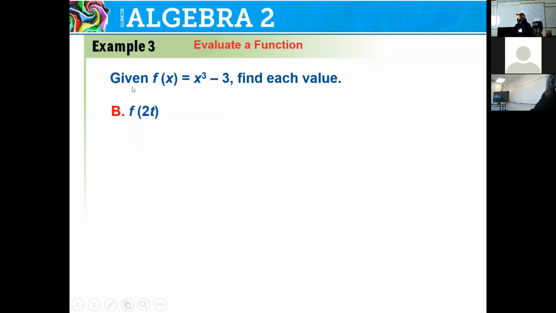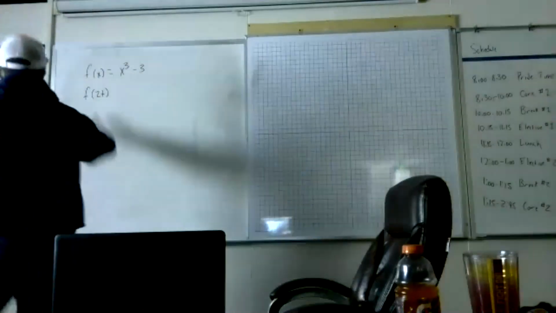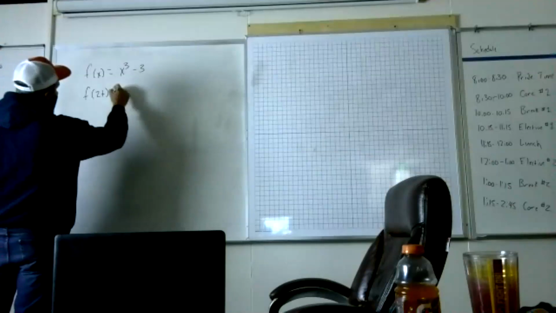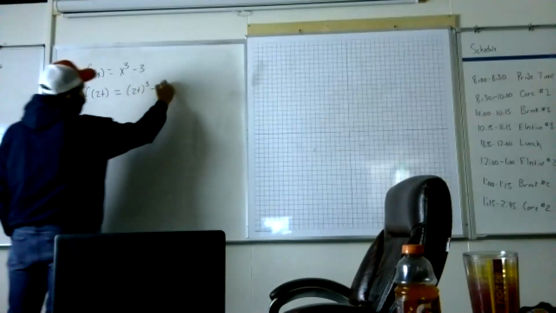Okay, here, given that f of x is equal to x cubed minus 3, find each value. So we have f of 2t. So f of x is equal to x cubed minus 3. They want us to find f of 2t. Okay, once again, whatever appears on the inside of the parentheses needs to be plugged in. So f of 2t is equal to 2t cubed minus 3.